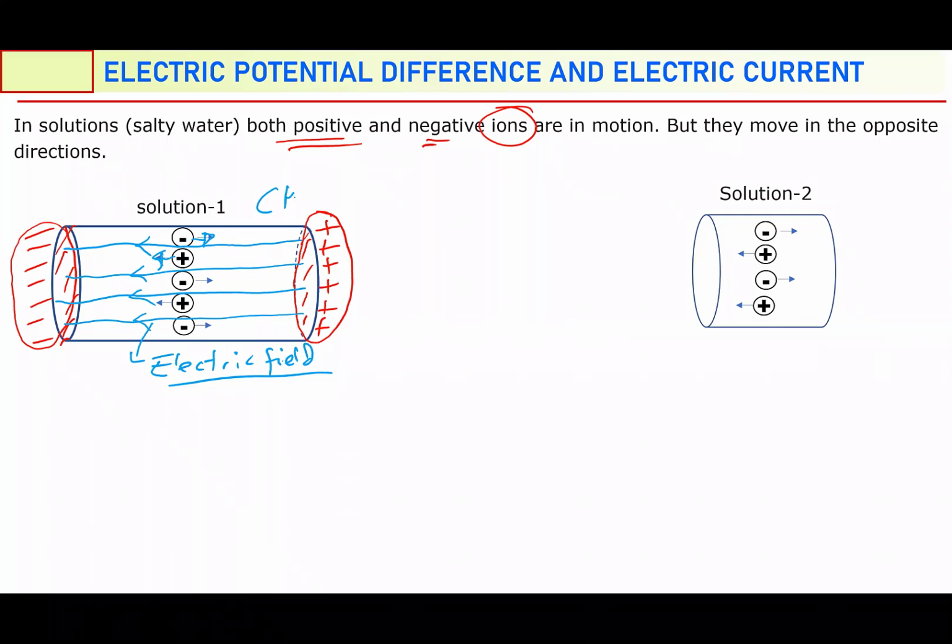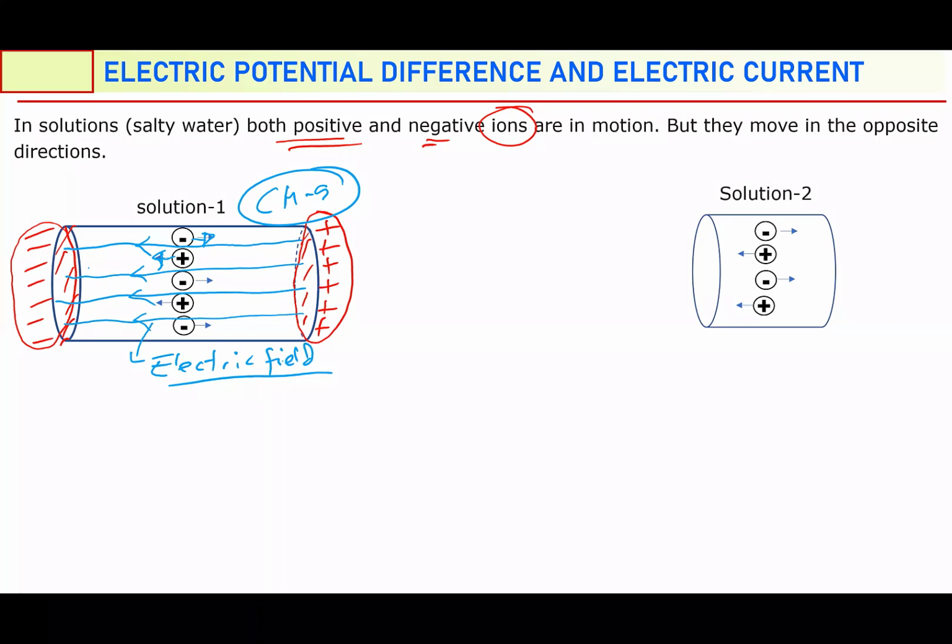This information is very important for chapter 9. So when you put positive charges, which are positive ions, inside an electric field, they move in the same direction as the electric field, from right to left. But negative ions move in the opposite direction of the electric field, from left to right. So that's why they move in opposite directions. Their behavior inside an electric field is opposite.